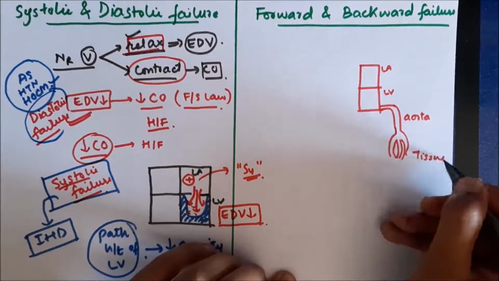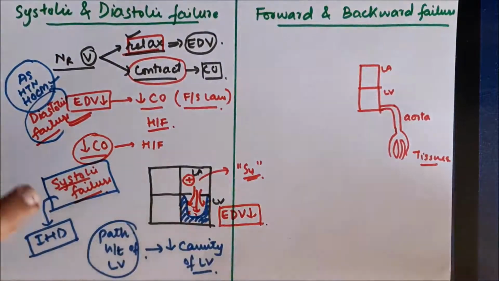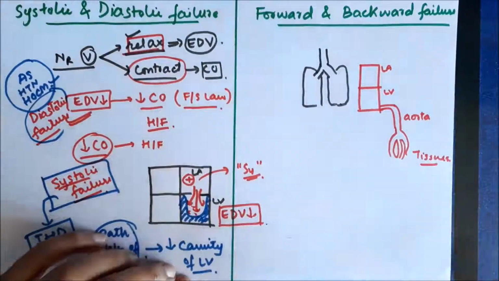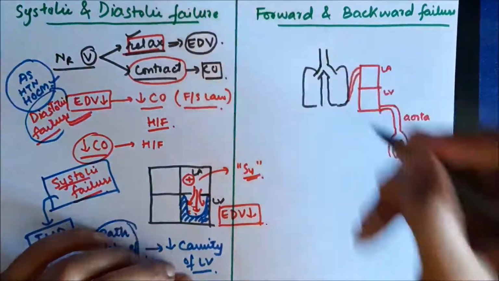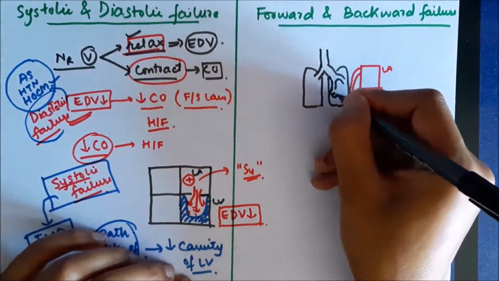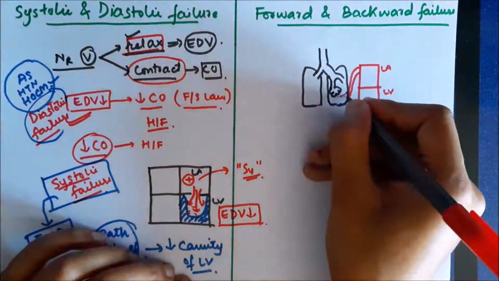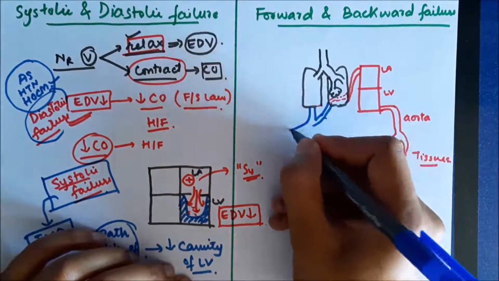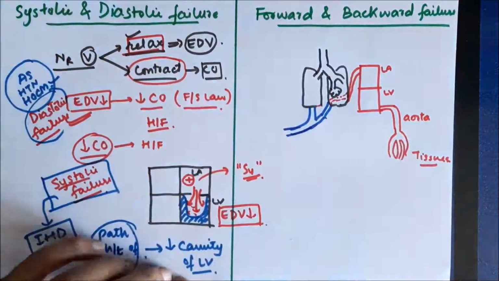So these are various tissues of the body, and these are various capillaries. Now, the left atrium receives blood from the lungs. So the oxygenated blood goes from the lungs to the left atrium, and the lungs themselves receive blood from the right side of the heart, where it gets oxygenated in the lungs. So these are the pulmonary arteries, and this is the pulmonary trunk, which emerges from the right side of the heart.